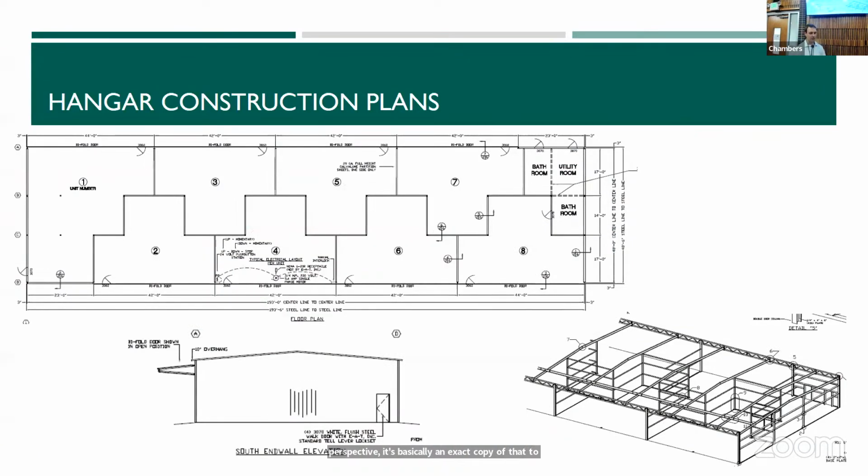Here's a quick look at the construction plans. As noted, this is an 8-unit T hangar. So for those that aren't familiar, a T hangar is basically built to accommodate small general aviation aircraft. So these are smaller single engine piston driven aircraft that can sit in a nested T formation with the wings being the wider portion and the tail the more narrow portion.